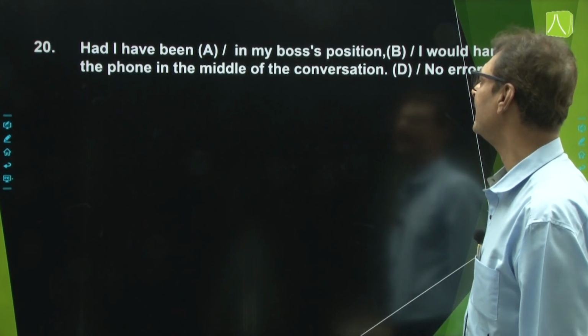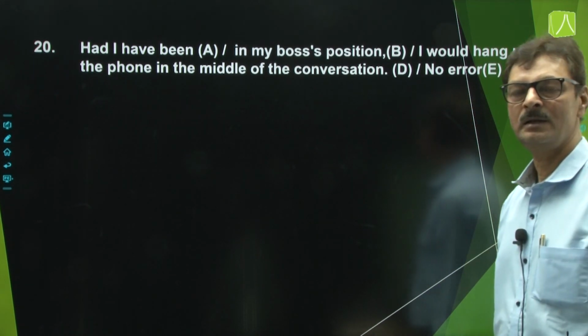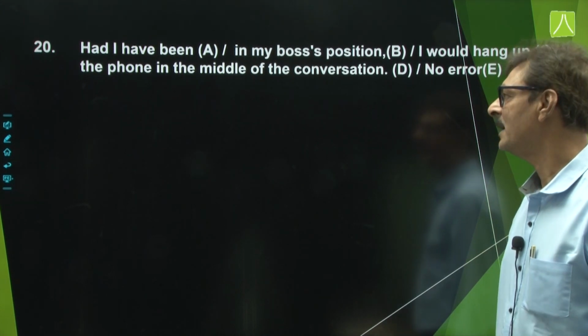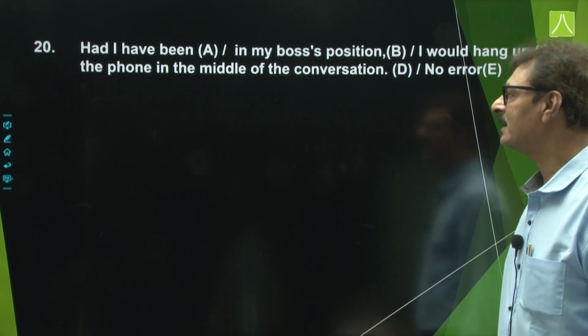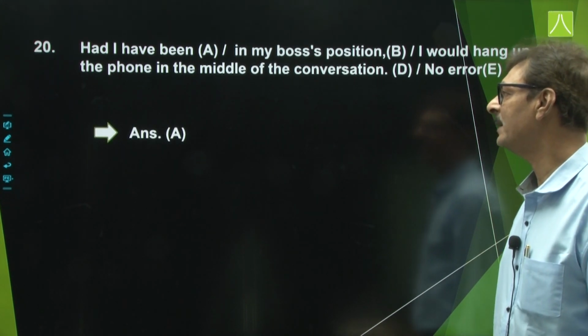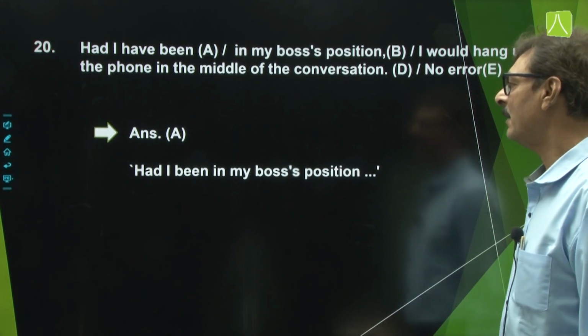Had I have been in my boss's position, I would hang up the phone in the middle of the conversation. No error, if you feel, sorry, option E, अगर आपको लगता है कोई error नहीं है. Had I have been, the error is over there straightway in part A. Had I have been is incorrect. Had I been, not had I have been.